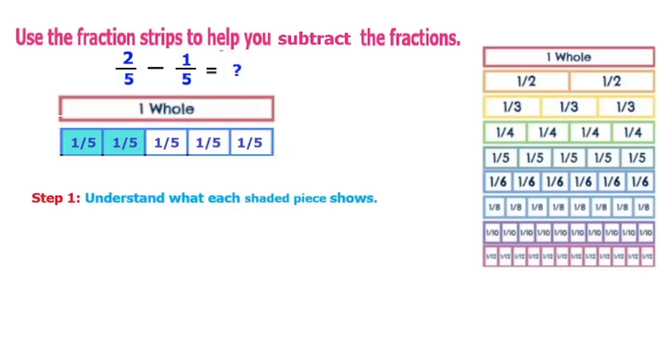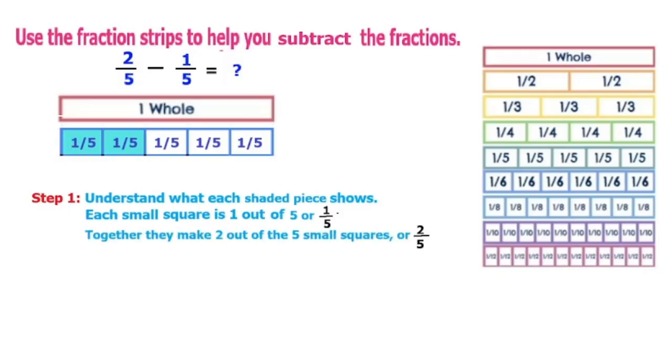So you need to understand what each shaded piece shows. And each small square is 1 out of 5, or 1/5. So this is 1 out of 5, or 1/5. And together they make 2. So the shaded ones are 2 out of the 5 small squares, or 2/5. And here's 2/5. This is how it looks on the fraction strip. So you could see that there.